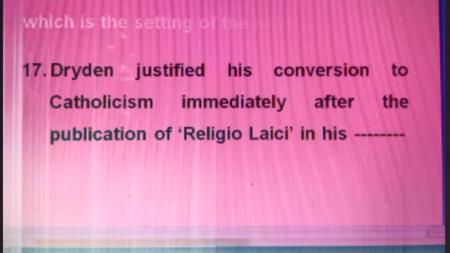Question number 17. John Dryden justified his conversion to Catholicism immediately after the publication of Religio Laici in his dash.